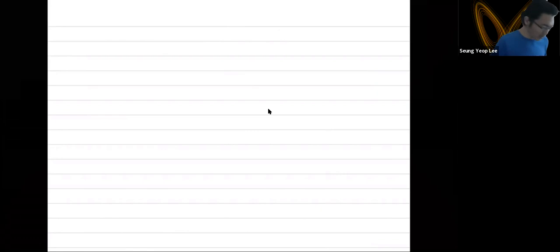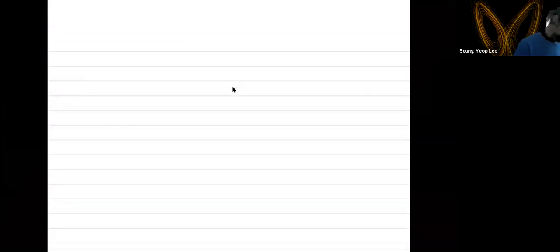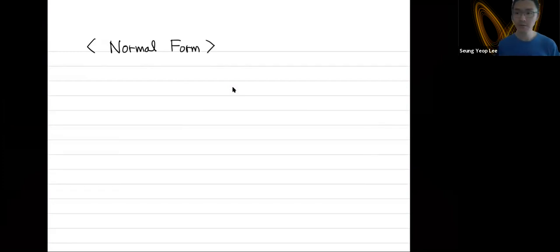Okay, so I'm going to talk about another tool. Center manifold is one case where we look at the non-hyperbolic fixed point. Another tool is the so-called normal form. So I will talk about the normal forms. So let me go back to make an example.